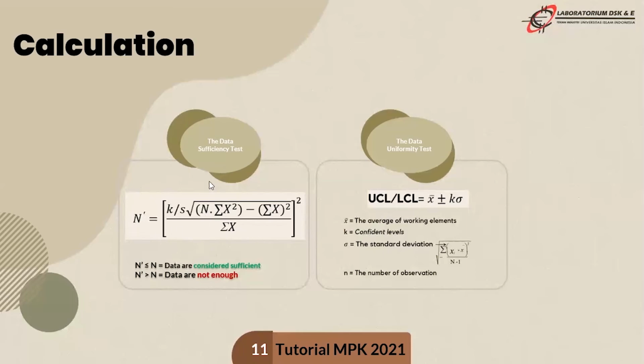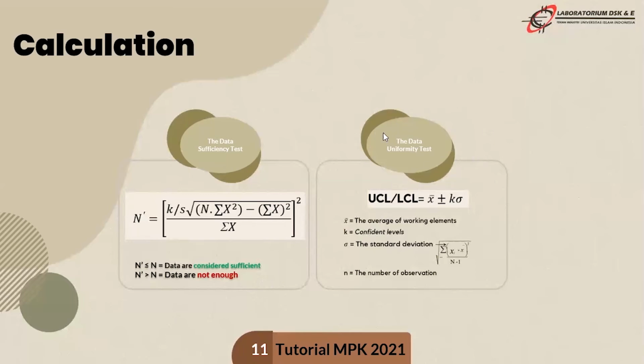And for the terms of the sufficiency test itself, if n' is less than or equal to n, the data are considered sufficient. But if n' is more than n, the data is not enough.